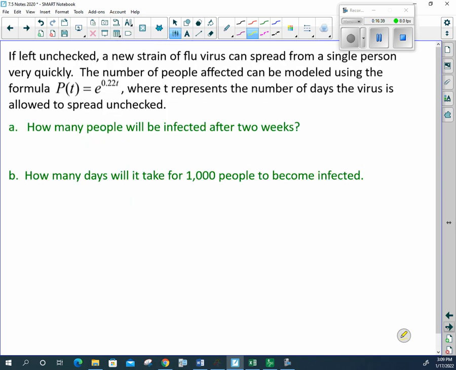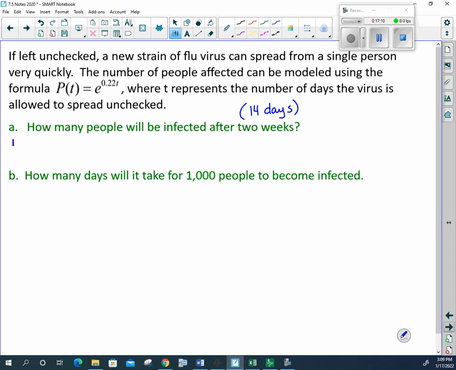Okay, word problem. If left unchecked, a new strain of flu virus can spread from a single person very quickly. The number of people affected can be modeled using the formula P of t equals e to the 0.22t, where t represents the number of days the virus is allowed to spread unchecked. How many people will be infected after 2 weeks? Well, 2 weeks is 14 days. So we'll go ahead and put that into our formula.